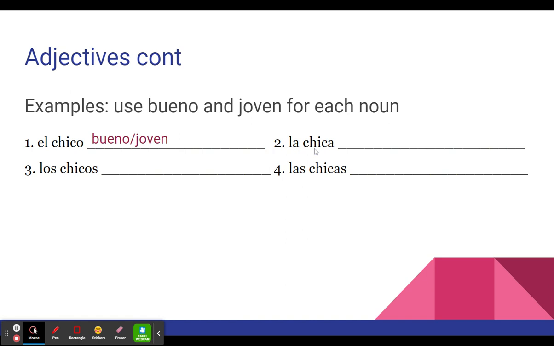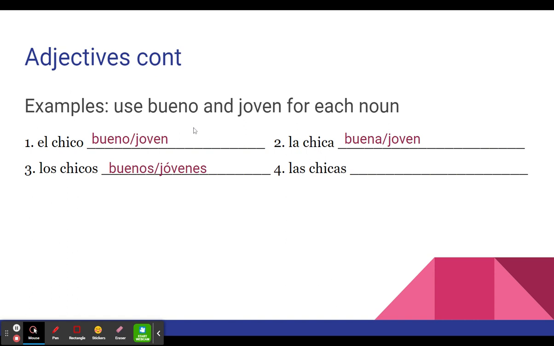So la chica, that is feminine and singular, that's a la noun. So if we have bueno that ends in an O, we're going to change that O to an A. Joven, though, remember, it can describe a masculine noun or a feminine noun. So we're going to keep it as it is. And it becomes buena and joven. Let's look at los chicos. If we're going to use buenos to describe los chicos or a los noun, we're going to add an S to the end because we keep that O and add an S. For joven, now we have to make this plural. Since it's an N, we're going to add ES and it becomes buenos and jóvenes.